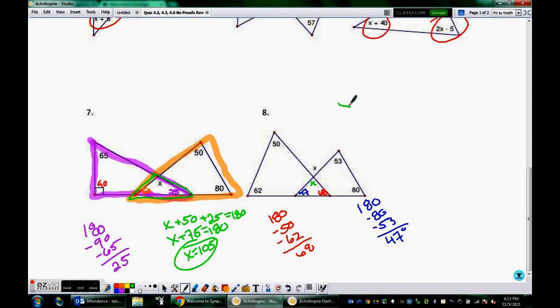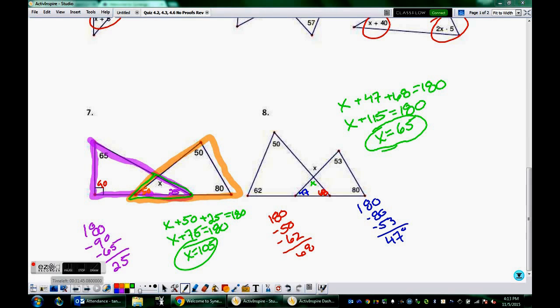So now for my last step, I've got x plus 47 plus 68 is going to be 180 because those are the interior angles in a triangle. So I've got x plus 115 is 180. So that means x is 65 degrees. Okay. So these are a little bit trickier because you had to look at two triangles at one time. Okay.